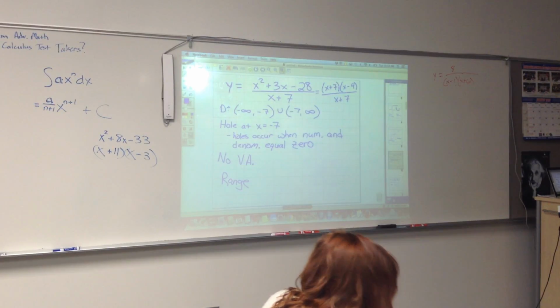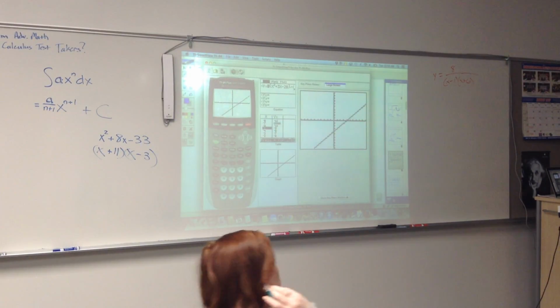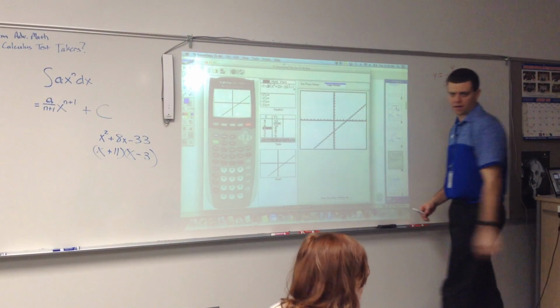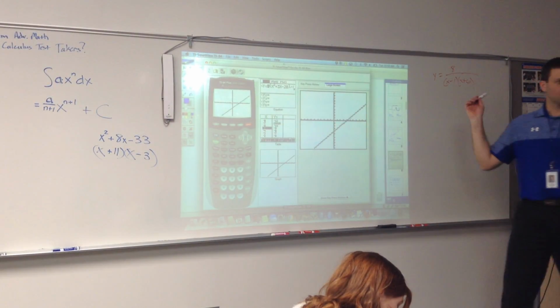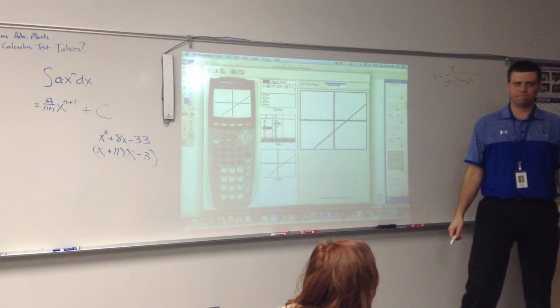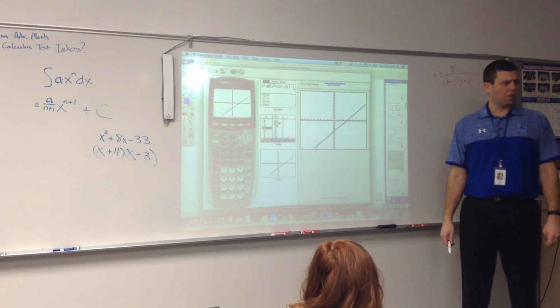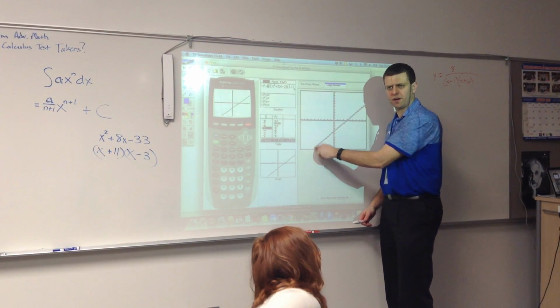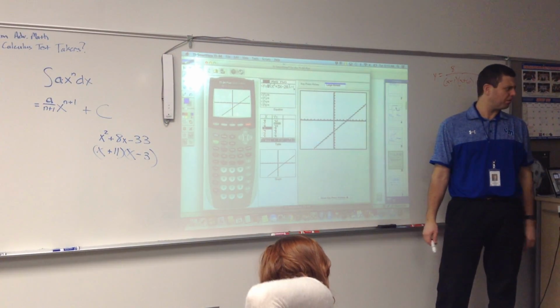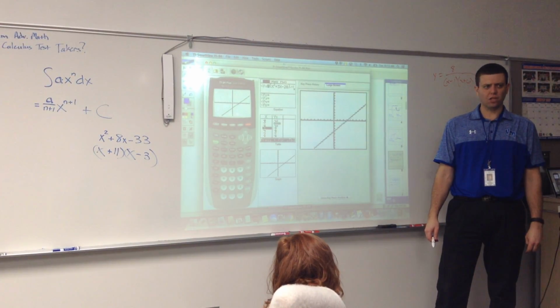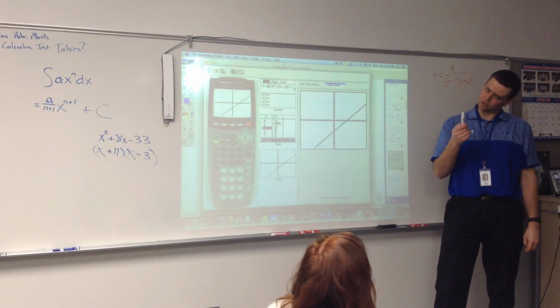Range, I've said you can look at the graph for the range. So here's my graph, but remember there's a hole in it right there. So for range, what y values does this graph hit? All of them except whatever the y value is right there. What is the y value right there? Looks like negative 11.